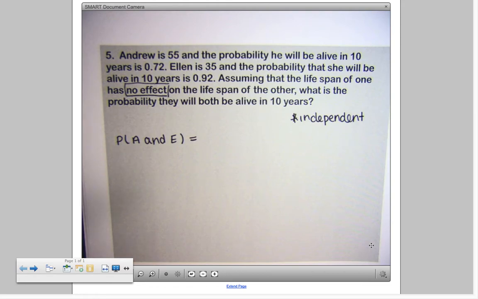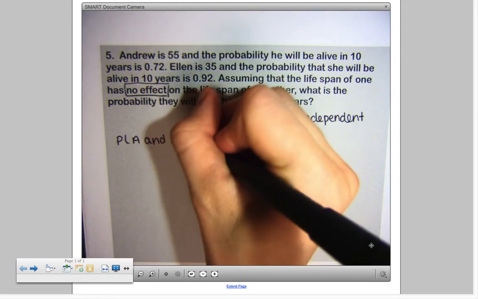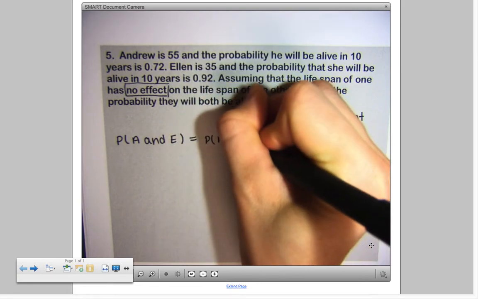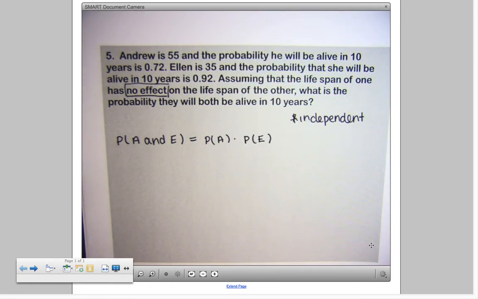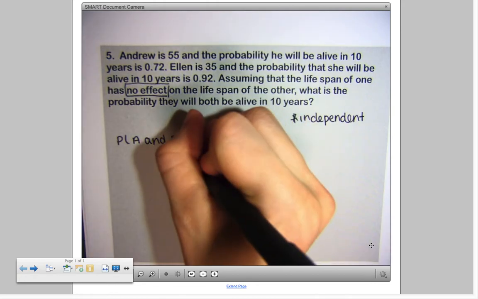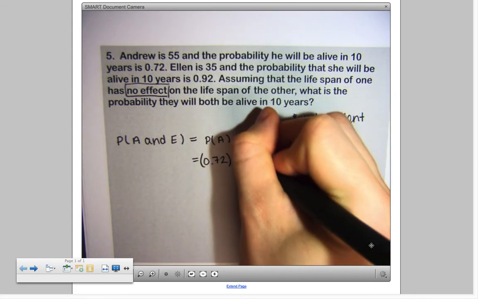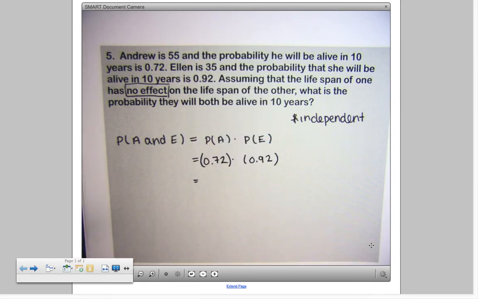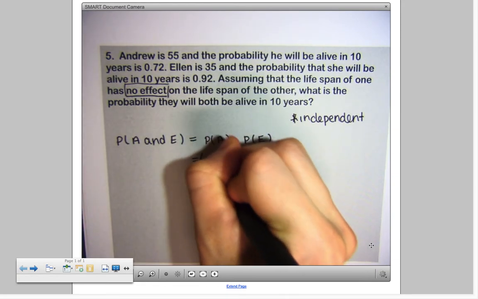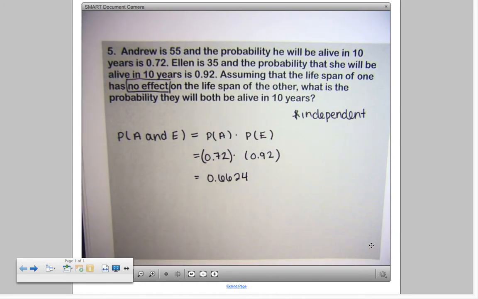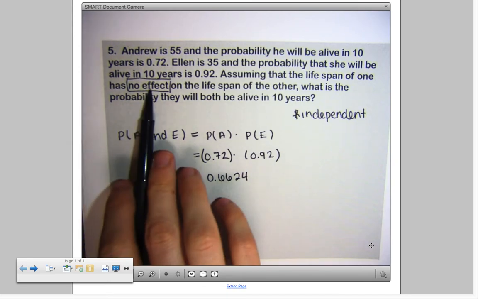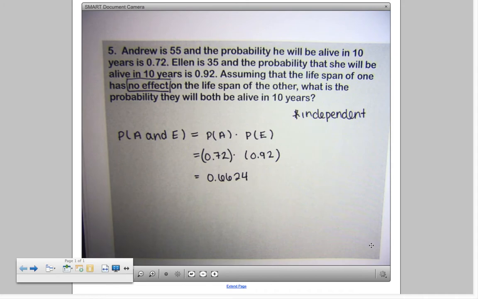Okay, so go back to the formula that we wrote down. The probability of A and E, since they are independent, is the probability of A times the probability of E. We know the probability of Andrew is 0.72, and the probability of Ellen is 0.92. So if we multiply those together, 0.6624 would be the probability that they are both alive. So anytime you are reading a word problem, look through the key terms. I found no effect, so I can go through and see which one of the four it is.